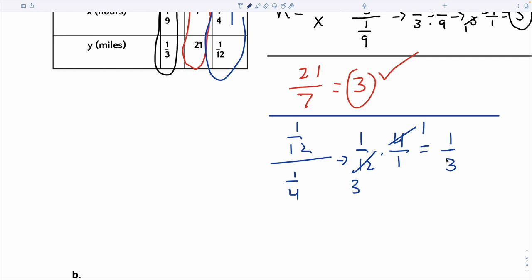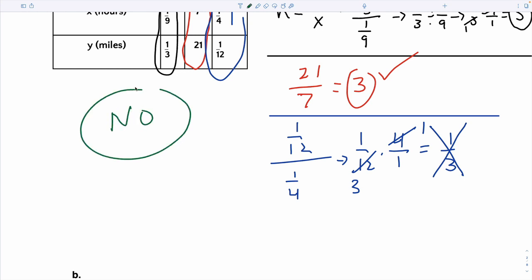It's close, but it's not 3. It has to be exact for it to be proportional. 3 and 1/3 are not the same. This table is not proportional. Write no for your answer. They did not all match for being the constants. You don't have a constant. The answer is just no.